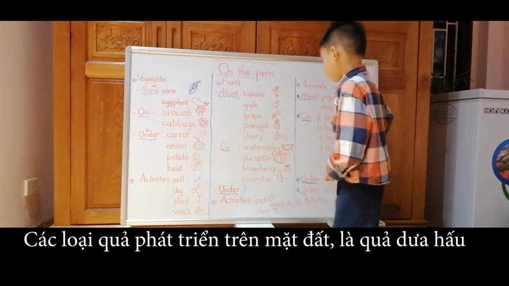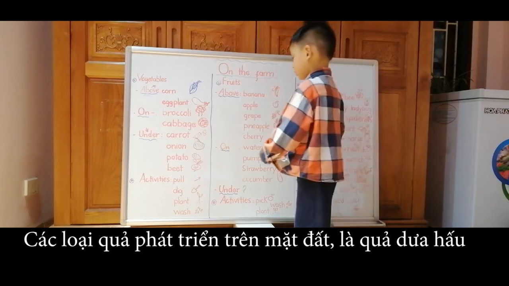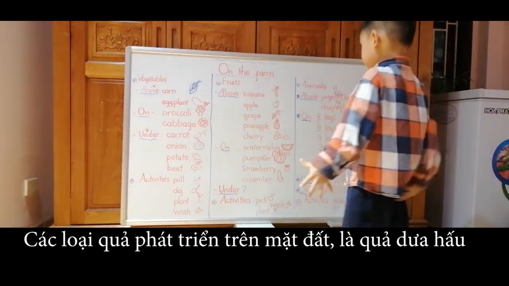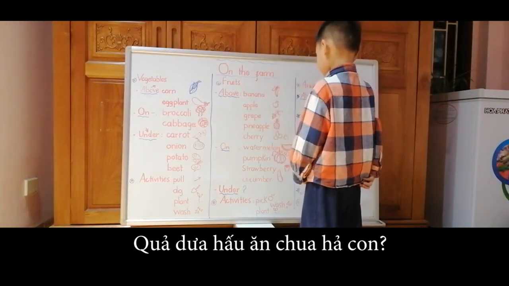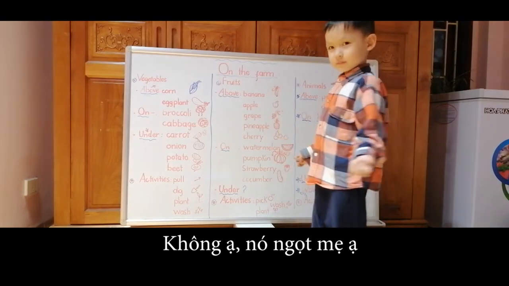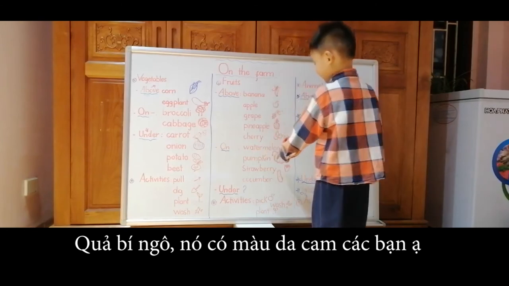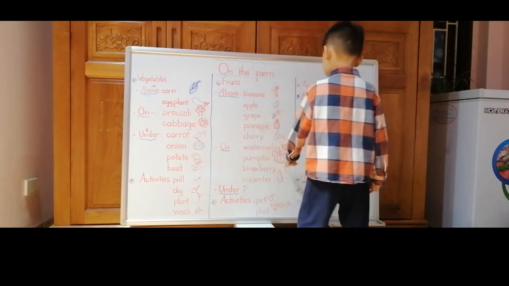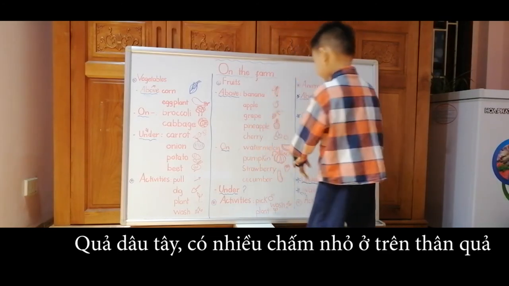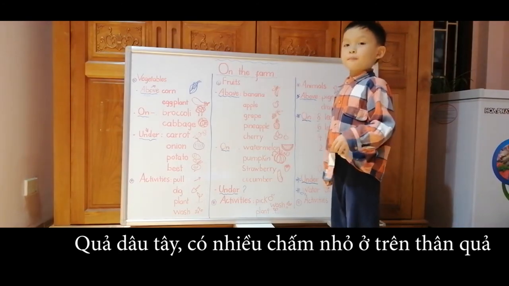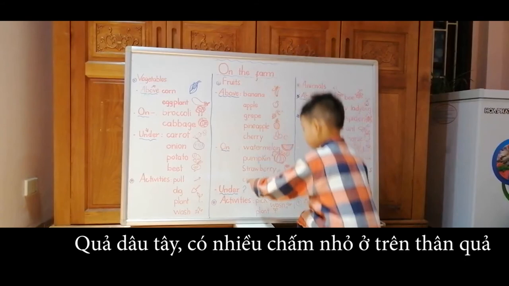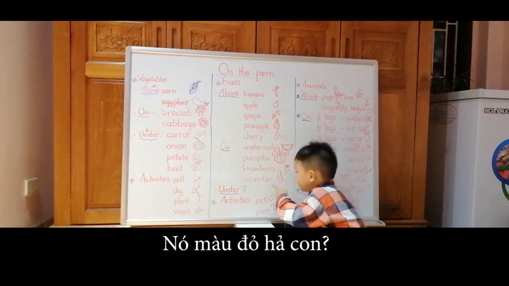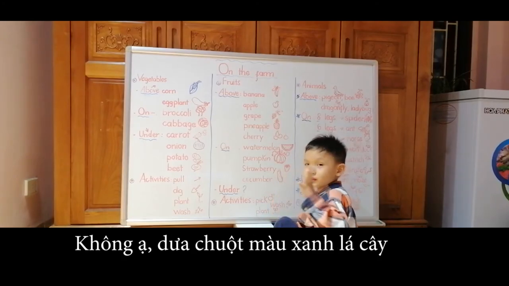Food on the ground is watermelon. Sometimes, watermelon is sour? No, it's sweet. Pumpkin. Strawberry. Cucumber. Is it red? No, it's green.